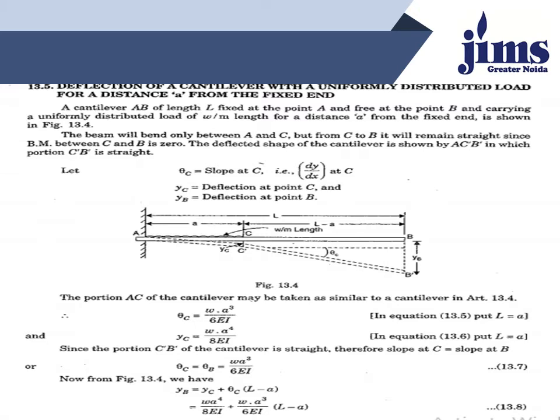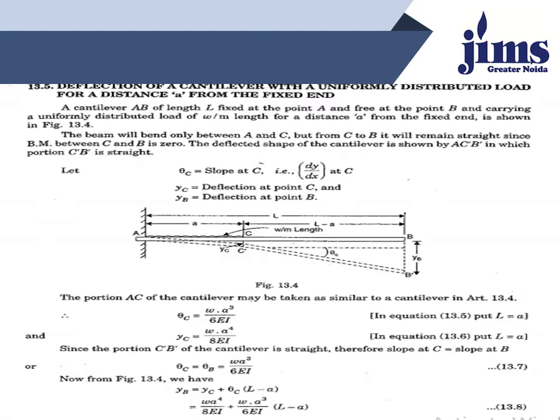So the next is deflection of a cantilever beam with uniformly distributed load for a distance a from the fixed end. So let us assume a simple cantilever beam AB, whose one end is fixed, that is A is a fixed end but B is a free end. If we apply a load on the beam, it is clear the slope and the deflection at the fixed end will be 0, but the slope and the deflection at its free end will be maximum.